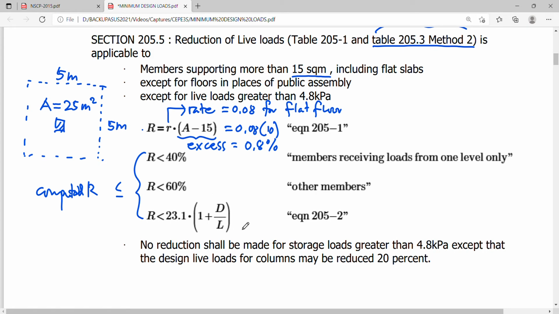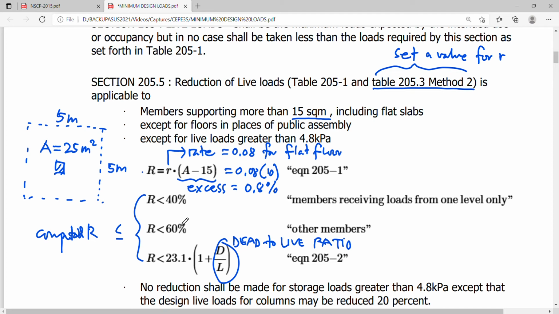And you have to check it on the basis also of the dead to live load ratio. Okay, so if the dead to live load ratio is big, then your comparison will be bigger. Okay, if the dead to live load ratio is small, then this becomes smaller, which means that the live load is more critical than the dead load, such that your reduction limit becomes smaller.